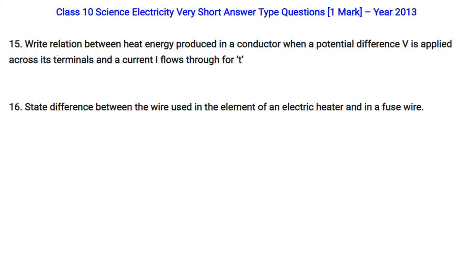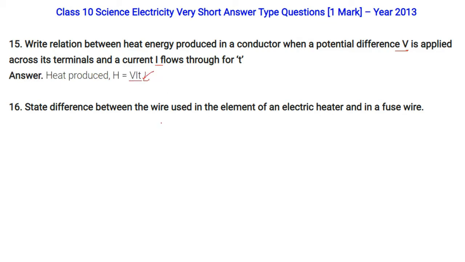Write the relation between the heat energy produced in a conductor when a potential difference V is applied across its terminals and a current I flows through it for time T. Now the heat produced will be V into I into T. This is the relationship.